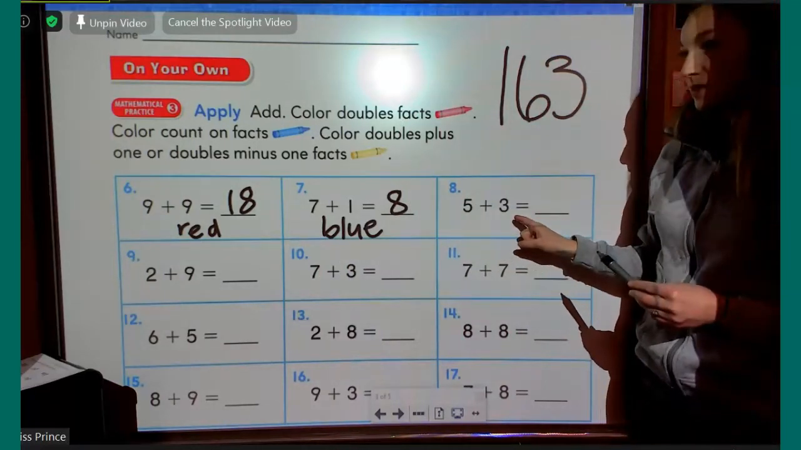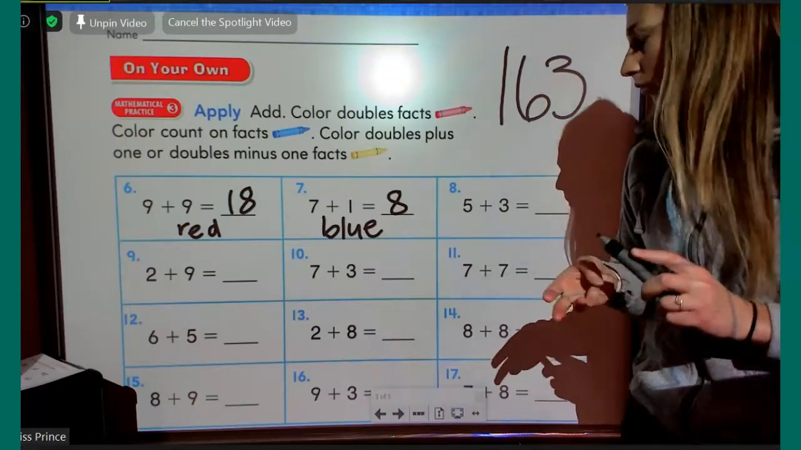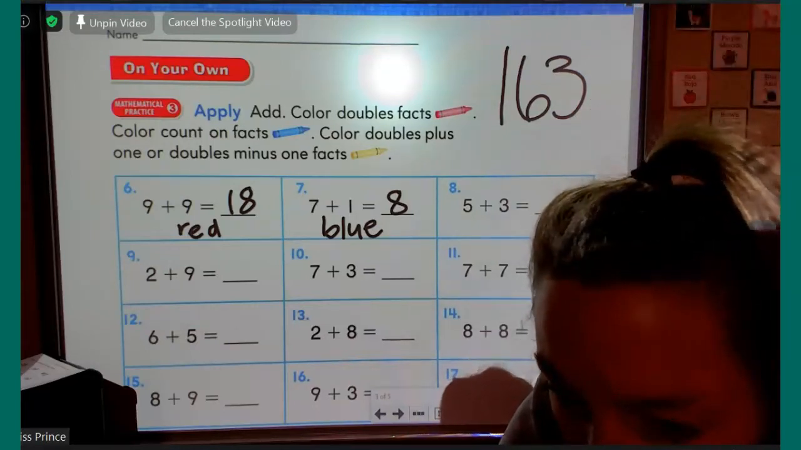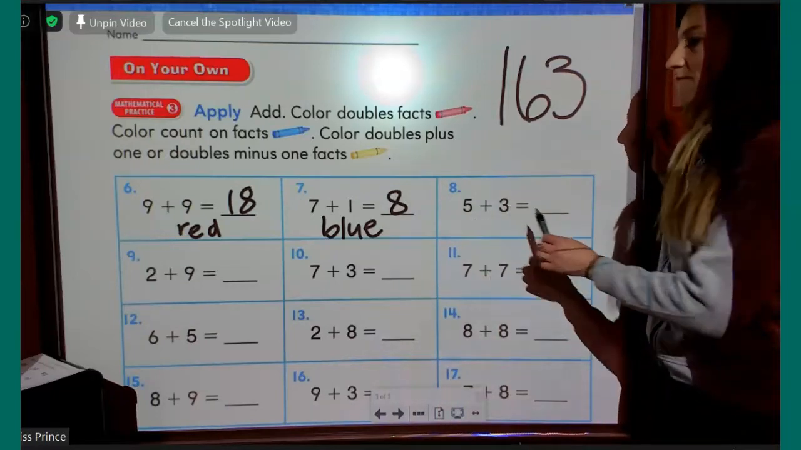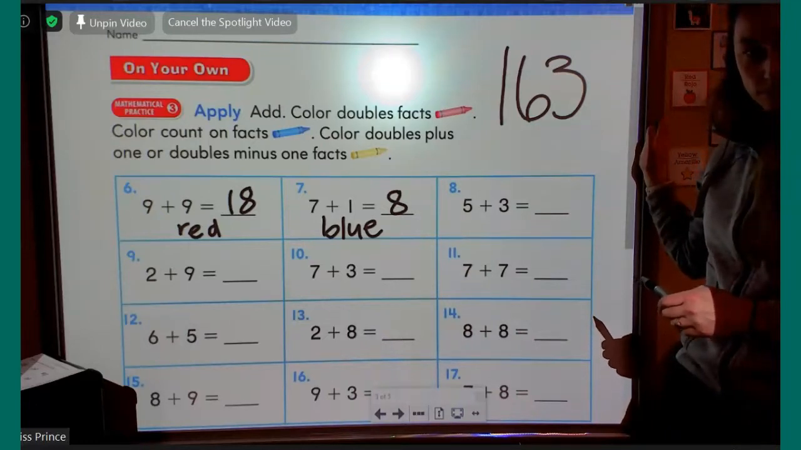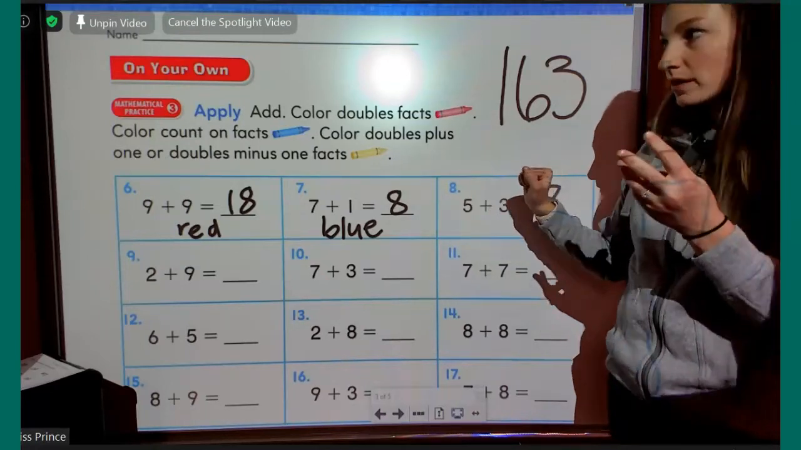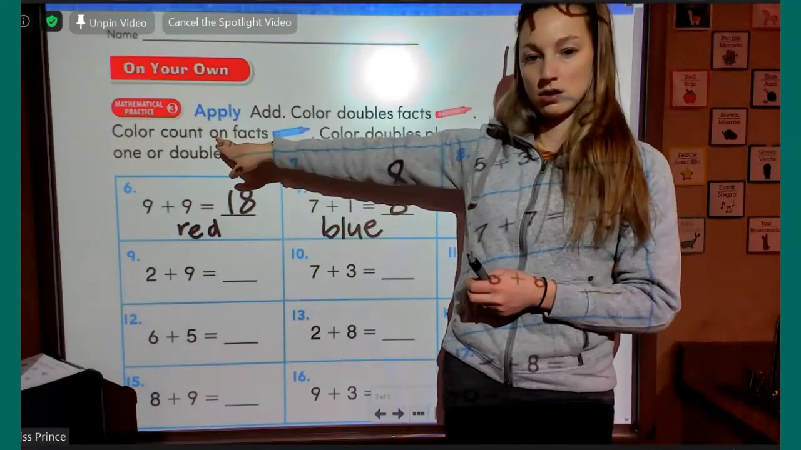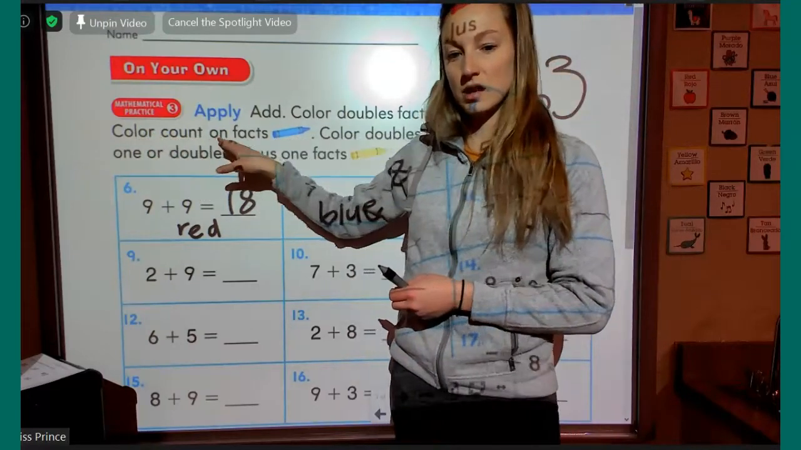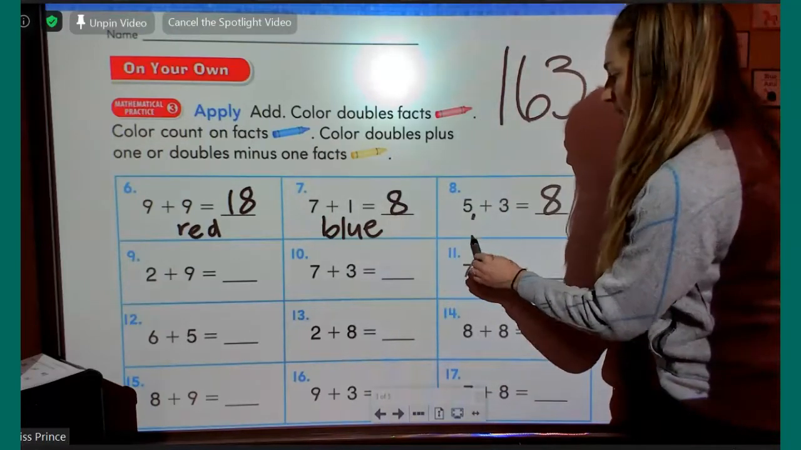Okay, 5 plus 3. I don't see a double. I don't see a double plus 1 or a double minus 1. So, Alakai, what would 5 plus 3 equal? 8. And this is the one where we scoop up the bigger number and add 3 more. So we are counting on. Can you say that? Counting on. Counting on. So that one is also going to be blue.